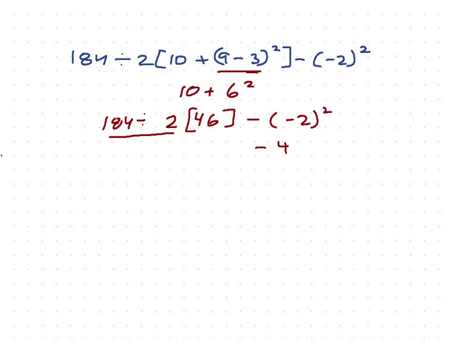So 184 divided by 2 is going to be 92 times 46, which we have to calculate, which is 4232 minus 4, which is going to be 4228. The answer key did the multiplication before the division, which is a no-no.